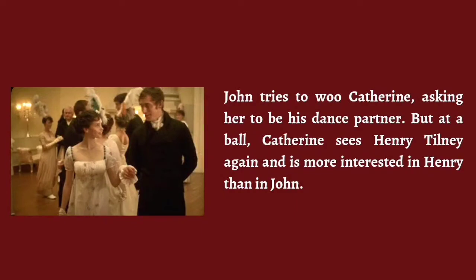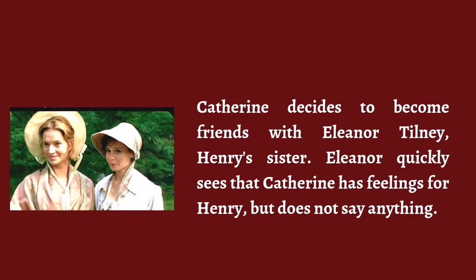But at a ball, Catherine sees Henry Tilney again and is more interested in Henry than in John. John's bragging and his arrogant nature put off Catherine. Soon all of Isabella's time is taken up with James. Without Isabella to spend her time with and saddled with the unpleasant John Thorpe, Catherine decides to become friends with Eleanor Tilney, Henry's sister. Eleanor quickly sees that Catherine has feelings for Henry but doesn't say anything.